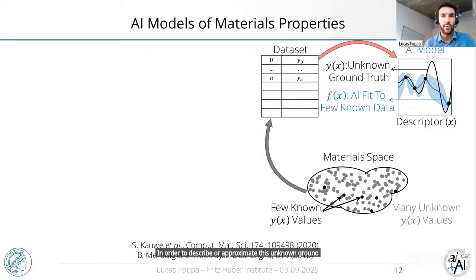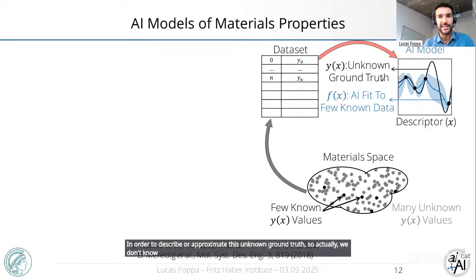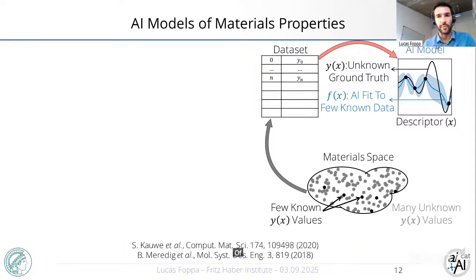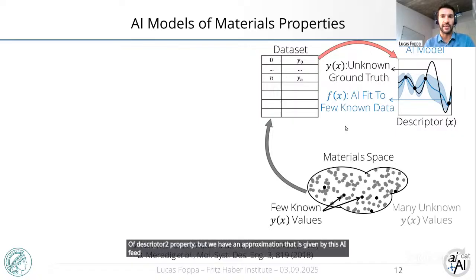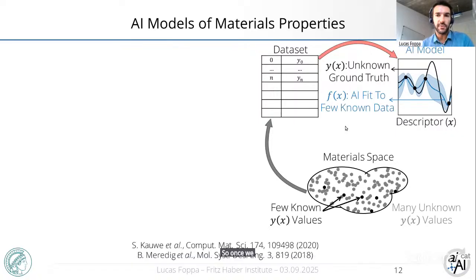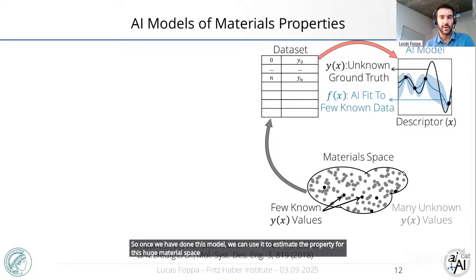Actually, we don't know the exact mapping of descriptor to property, but we have an approximation that is given by this AI fit to these very few known data. Once we have this model, we can use it to estimate the property for this huge material space. So that's what we are normally doing.